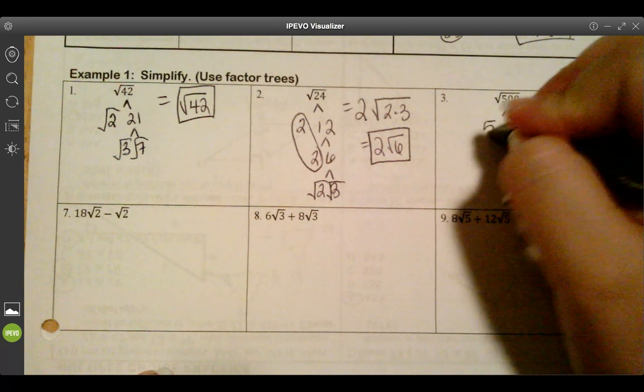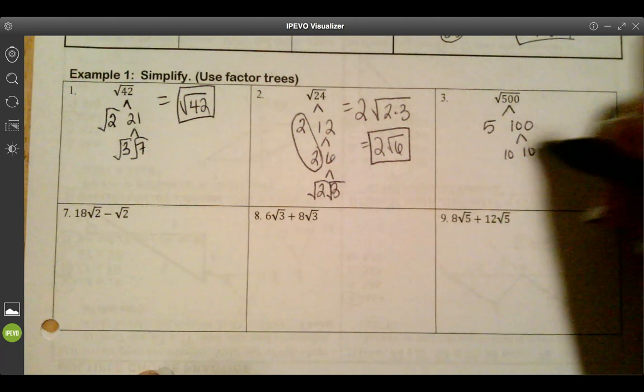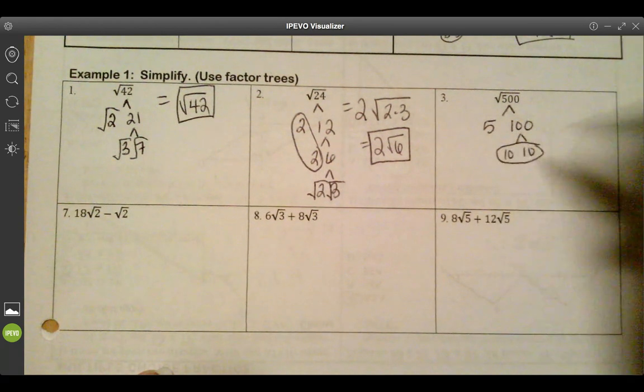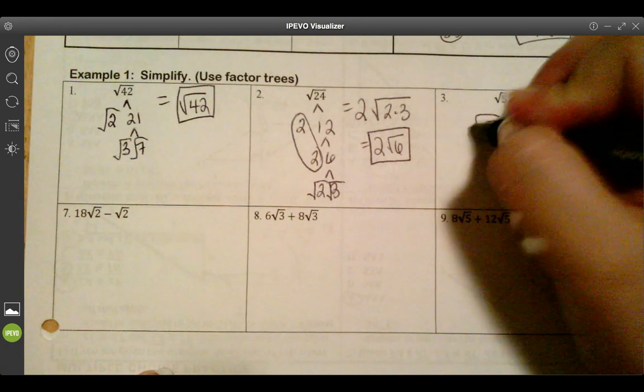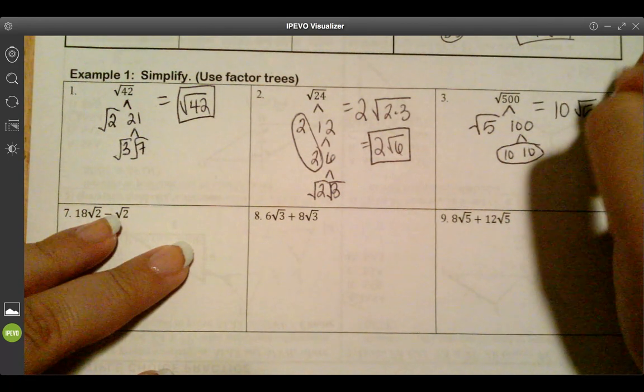500 is 5 times 100. 100 is 10 times 10. Even though those aren't prime, they already match, so I can group them together. The 5 does not have a pair, so it's stuck inside the radical. This gives us 10 times the square root of 5.